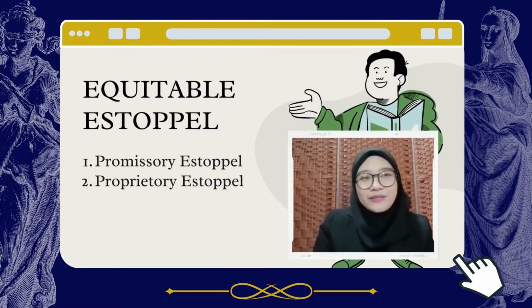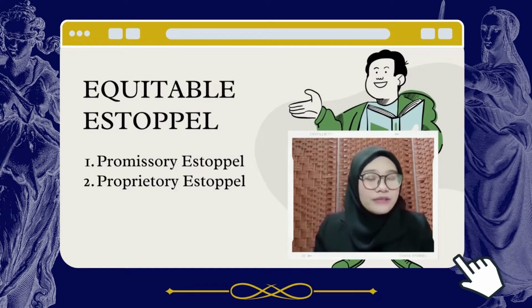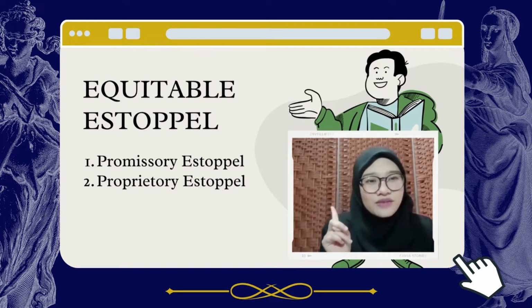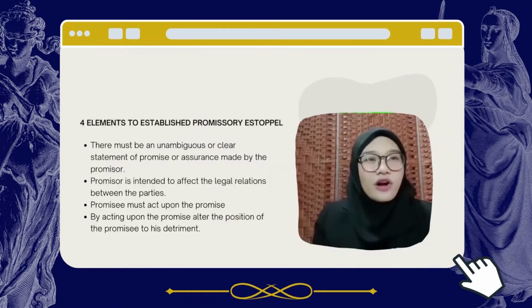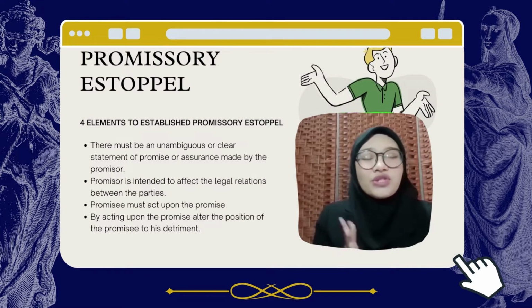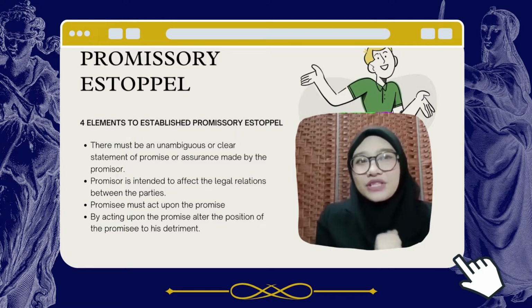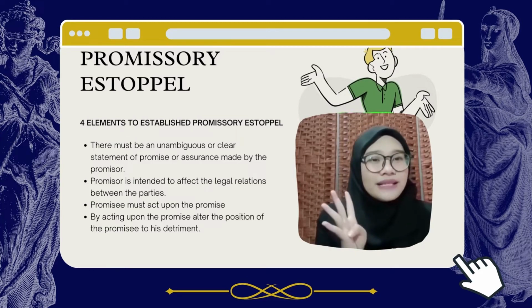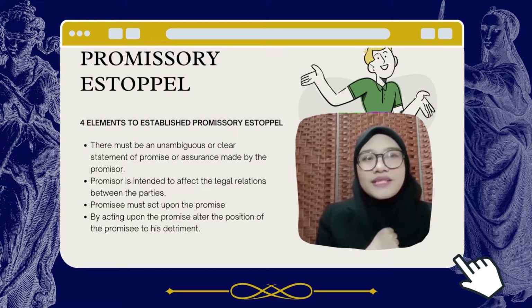There are two types of estoppel: estoppel by representations and equitable estoppel, which consists of promissory estoppel and preparatory estoppel. For today's episode, I will discuss equitable estoppel. Equitable estoppel consists of two estoppels: promissory estoppel and preparatory estoppel. Promissory estoppel is when a person is precluded from retracting from his representations or promise. It has four elements that need to be proved before pleading for a promissory estoppel.